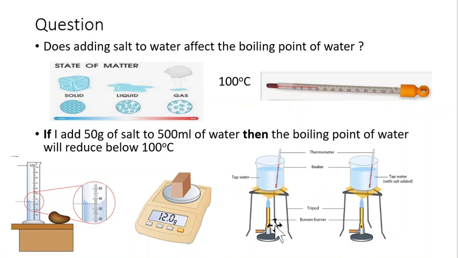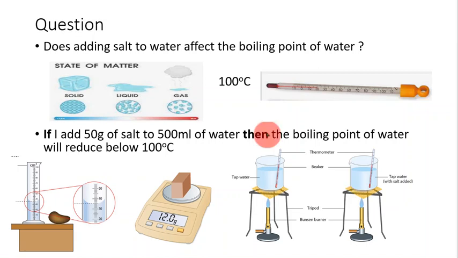So this is water with no alteration to it, so you'd expect it to boil at 100 degrees. And then this is your experiment or your investigation: the same amount of water, but with 50 grams of salt added to it. You're going to heat it and see, does it boil above or below the boiling point of water, which is 100 degrees? That's your investigation. That's what you're going to carry out.